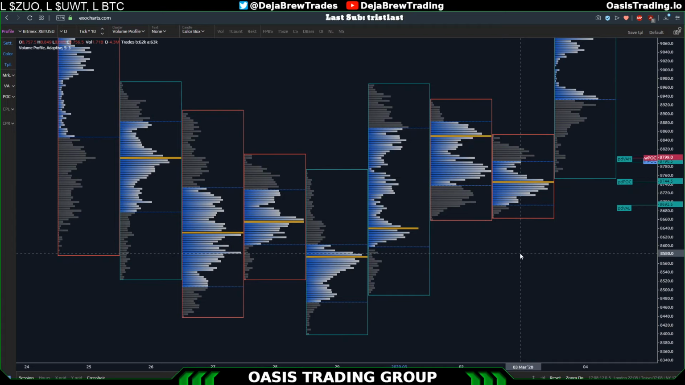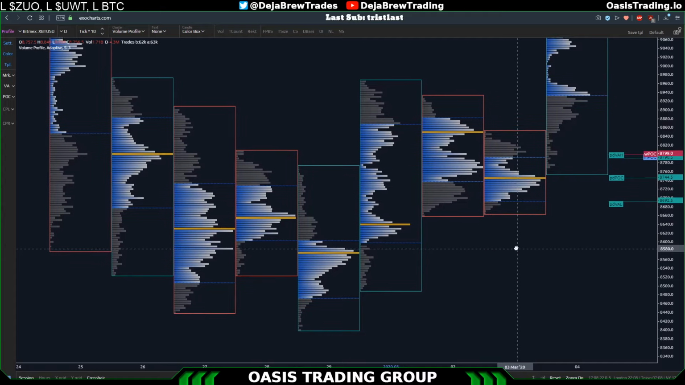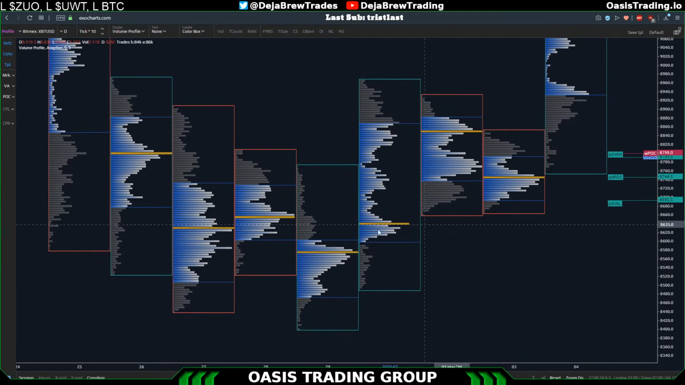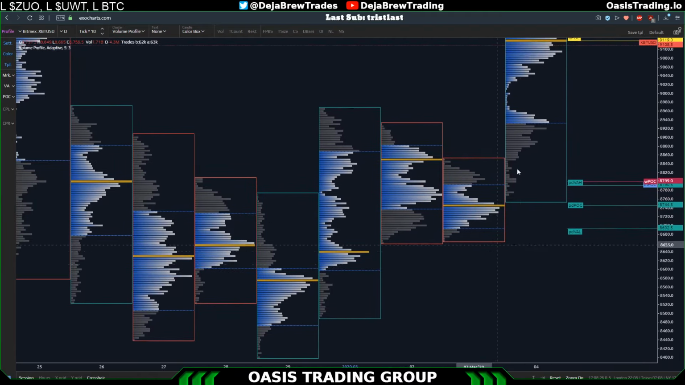This is what big traders, big institutions, even retail guys, they're all watching for levels just like this. Okay? So this pulled back, retested that value, and then broke out, right?